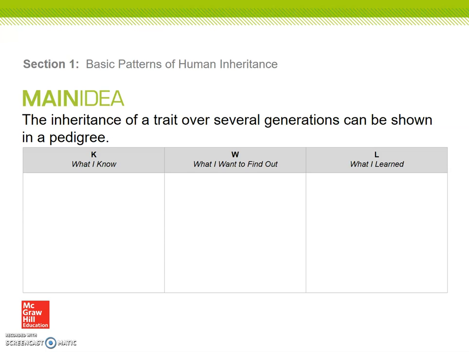The inheritance of a trait over several generations can be shown in a pedigree. So I'm going to take a second to do what we always do in class on these kinds of notes, and you might have to pause it. First, I want you to think about something you already know about inheritance and traits being passed on. Think about something you might learn about in this lesson, or something you might want to learn about, and then later you can think about something you learned. So take a second to pause and think about that.